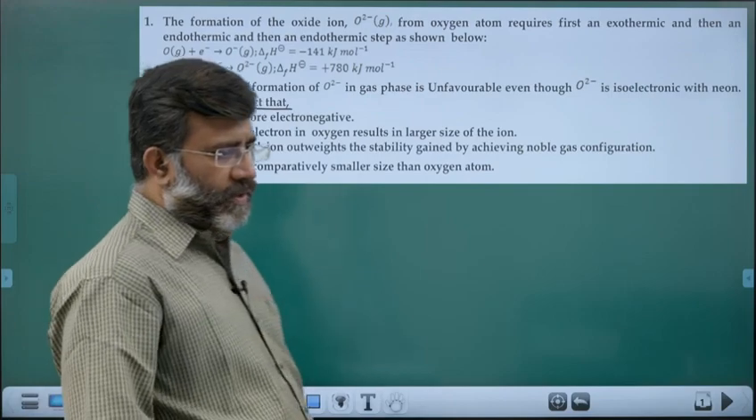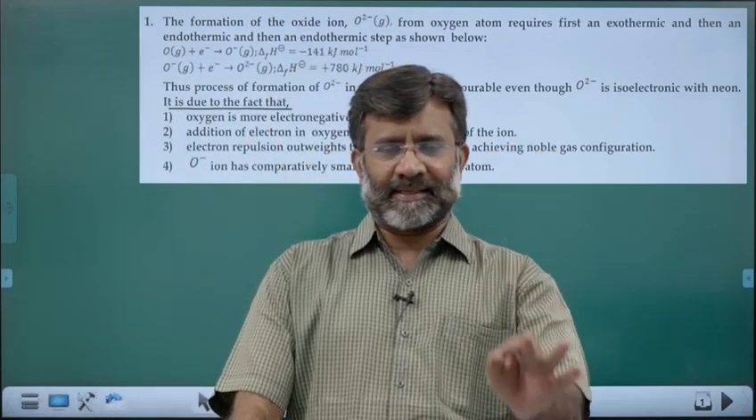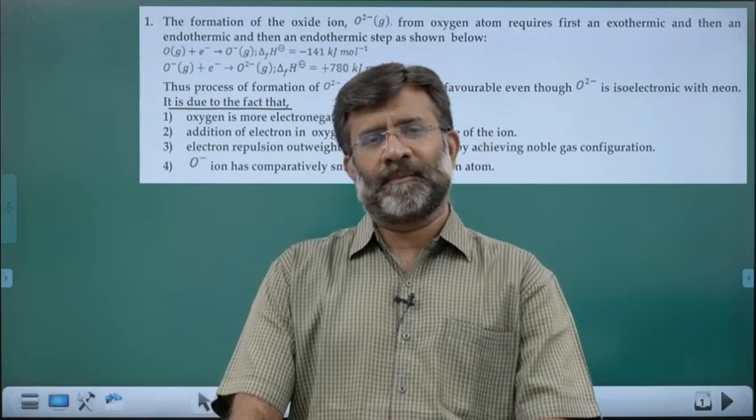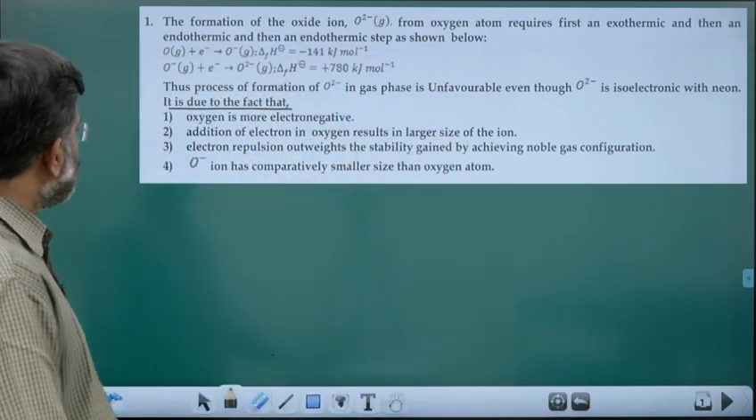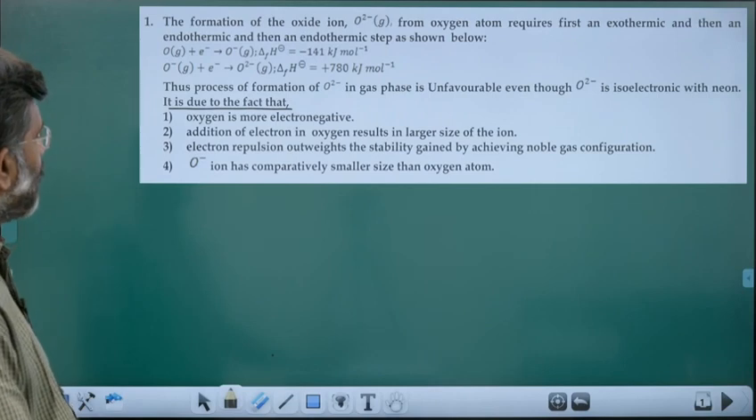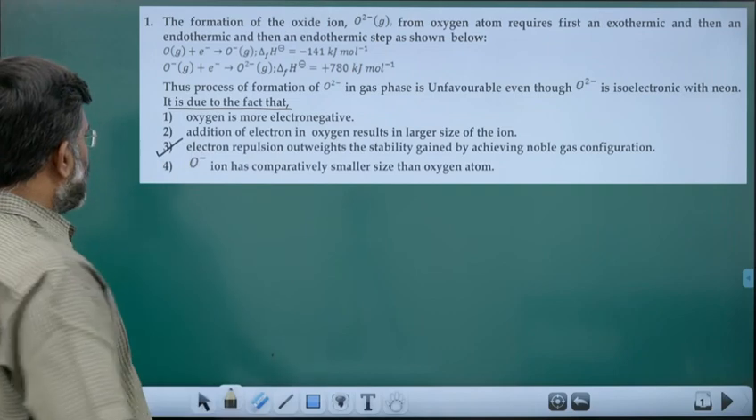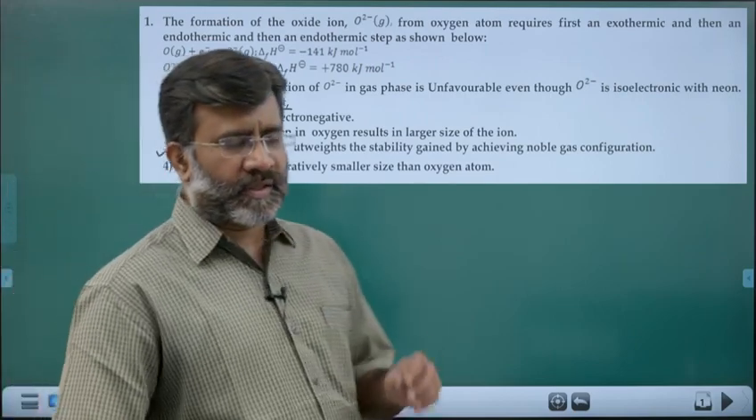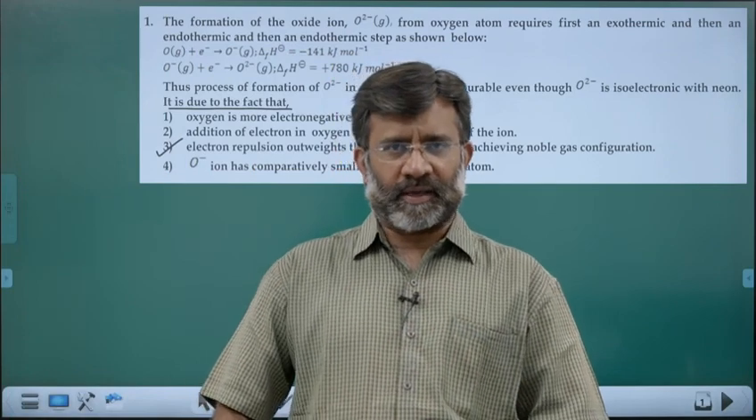All of you might have learned this topic. There is a question in the NCERT XII itself, a question from the NCERT exemplar book, and a previous entrance exam question. And the answer is option 3. The electron repulsion outweighs the stability gained by achieving noble gas configuration. Oxygen, you know, is a small atom. When you add one electron, okay.